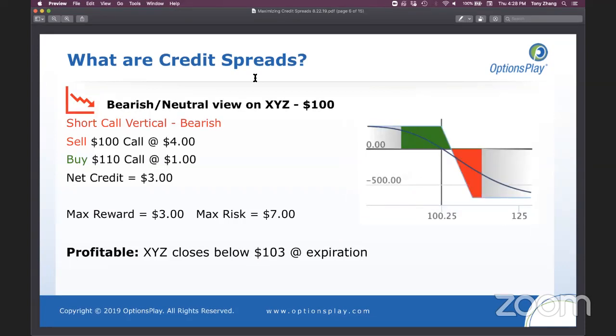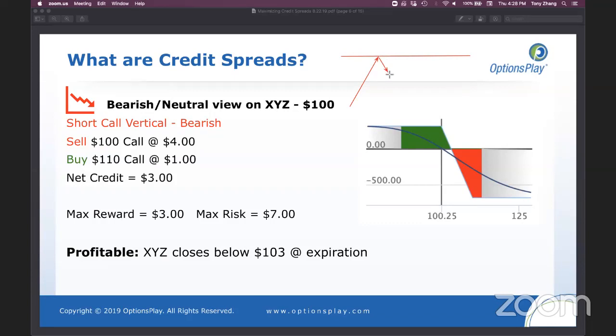On the flip side, if I have stock XYZ that's trading at $100, maybe it's approaching a $100 resistance level. So the stock maybe is rallying and hitting a prior resistance. And I believe that this stock is not going to go above that resistance level. I just think it's going to maybe trade sideways. This is really where a call credit spread makes sense.